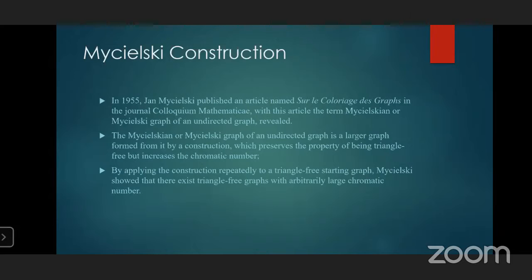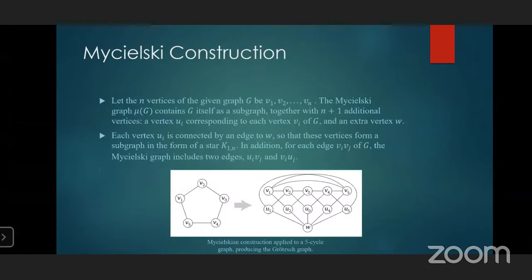which preserves the property of being triangle-free, but increases the chromatic number. By applying the construction repeatedly to a triangle-free starting graph, Mycielski showed that there exist triangle-free graphs with arbitrarily large chromatic number. Here we see the definition of Mycielski construction, and the figure shows us the Mycielski construction for C5, which is a cycle with 5 vertices. You can see the Mycielski construction applied to it.